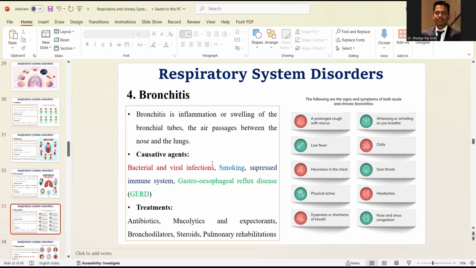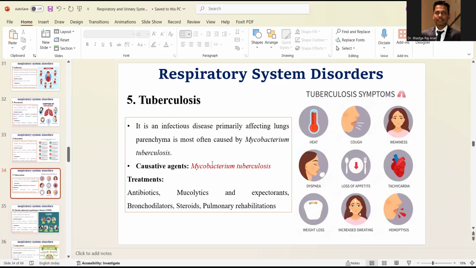These can be caused by bacterial or viral infections, or sometimes smoking, or suppression of our immune system is also responsible for causing bronchitis. This can be treated by some mucolytic or expectorant agents, or bronchodilators like salbutamol, terbutaline. We can also give steroids or antibiotics to the patient for the treatment of bronchitis.